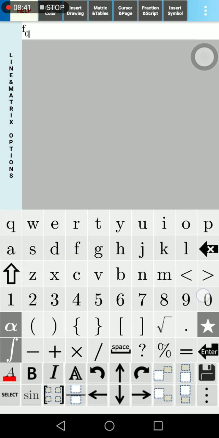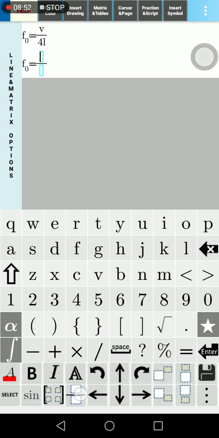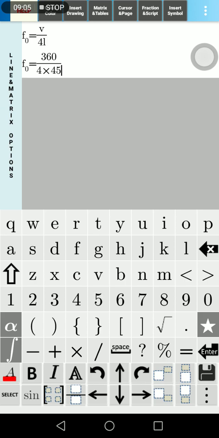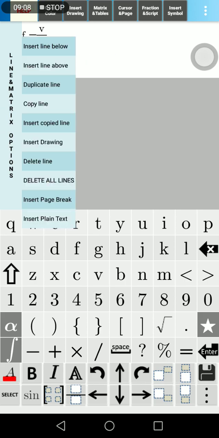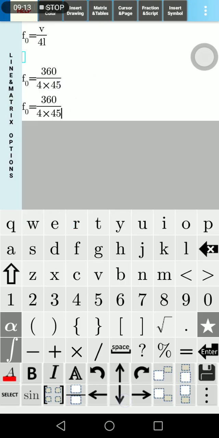F is equal to V over 4L. The V they gave us is 360, and the L they gave us is 45, right? 45, yes. So 4 times 45 is 180. So 360 divided by 180 will give us 2. So our frequency is 2.